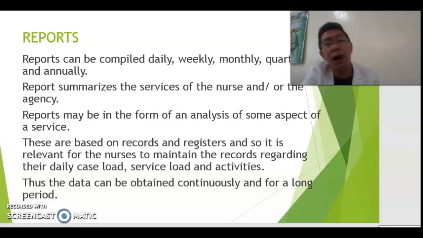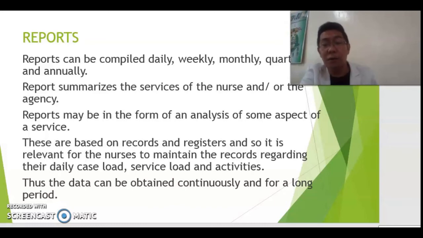So what are the purposes of writing reports? Reports will always summarize the services that we have provided. We now have e-health records, using tablets and gadgets in the hospital side, but of course in the community we usually use written reports. Writing reports will show us the kind and quantity of service rendered over a specific period of time, the daily caseload of services.